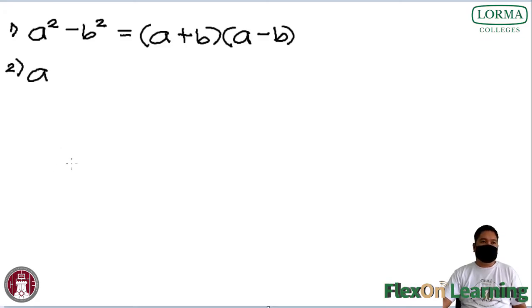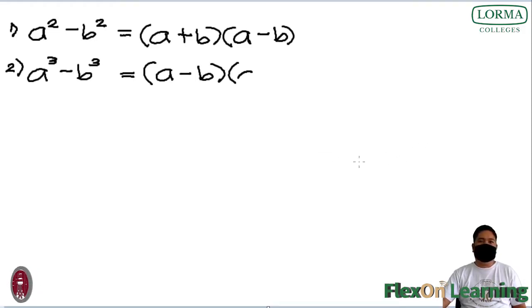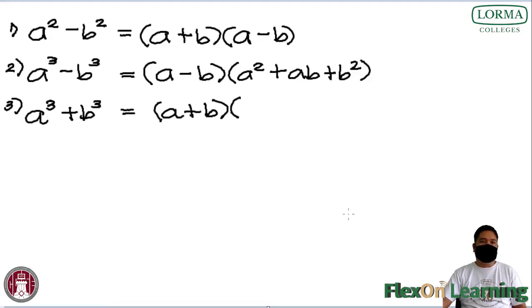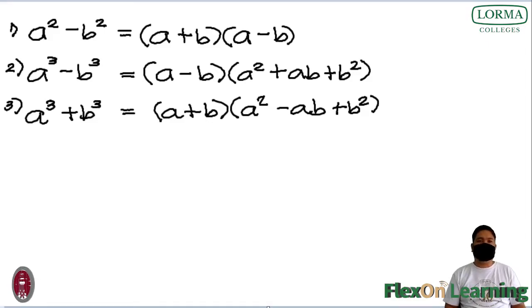Next is the difference of cubes. You have to follow a minus b, then a squared plus ab plus b squared. And number 3, we have a cube plus b cube. That would be a plus b, but the other factor would have a minus at the end. So for now, those are our 3 special products and factors.